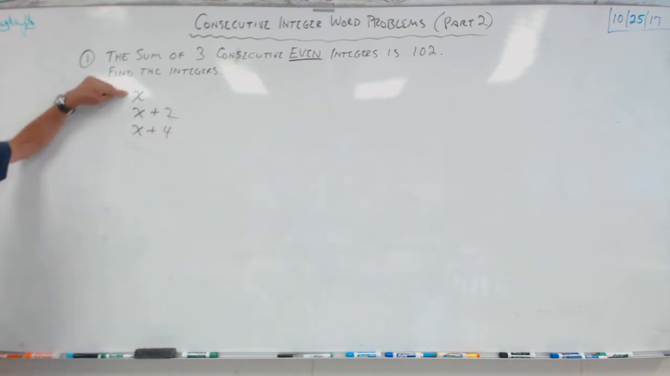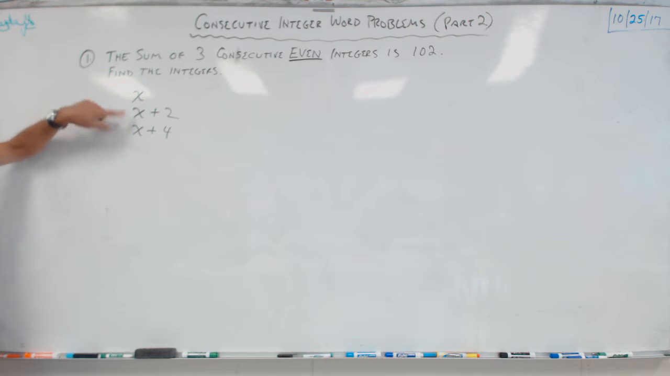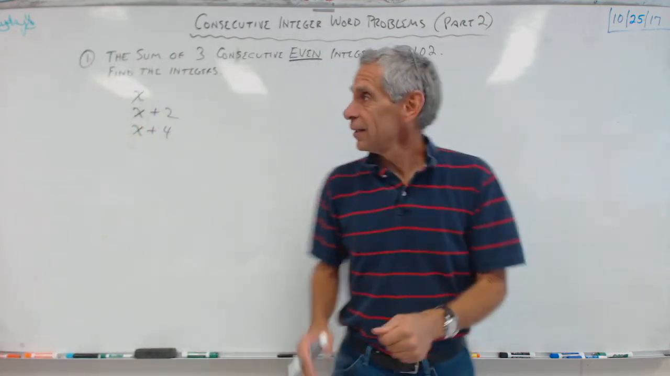Let's just double check. If this is 4, 4 plus 2 is 6, and 4 plus 4 is 8. 4, 6, 8. Yes, that's right. That totally works.